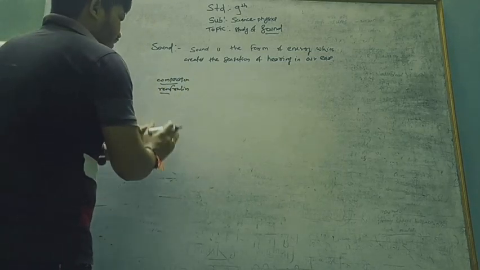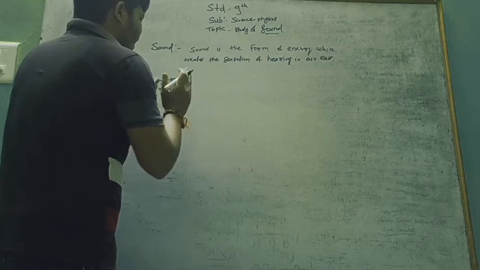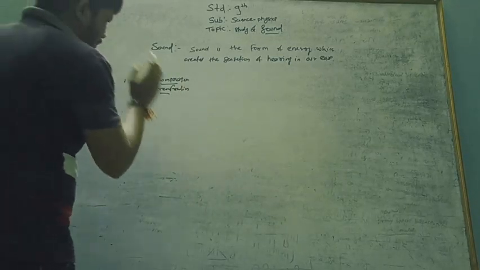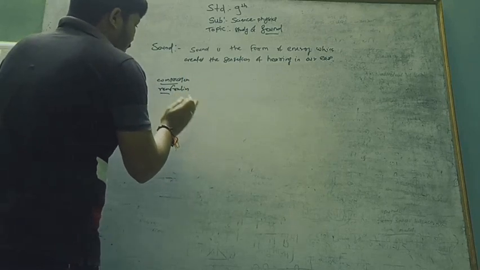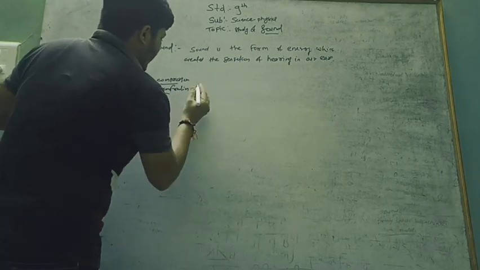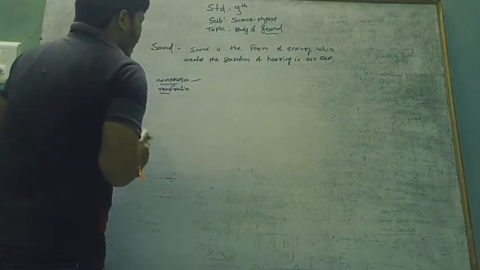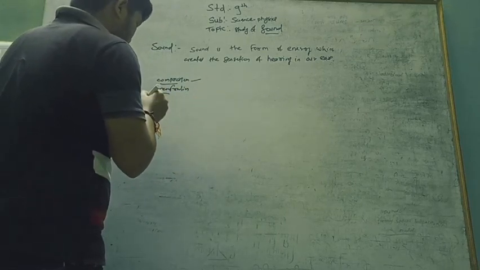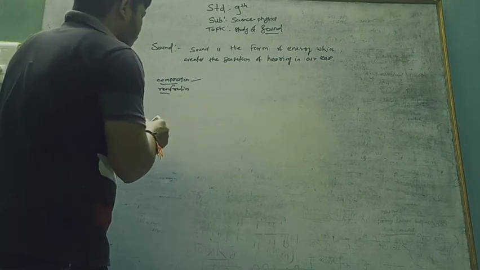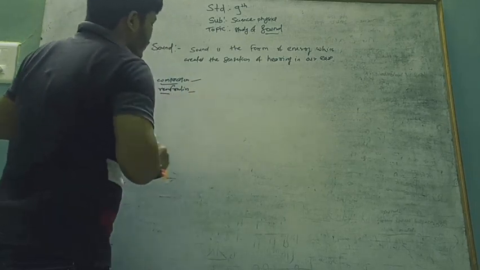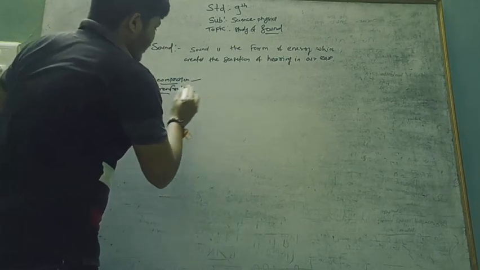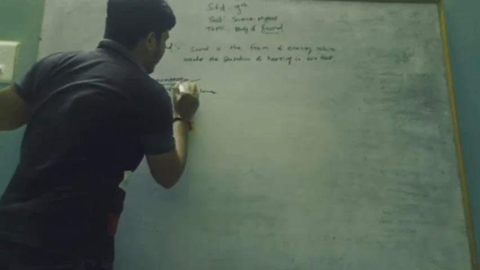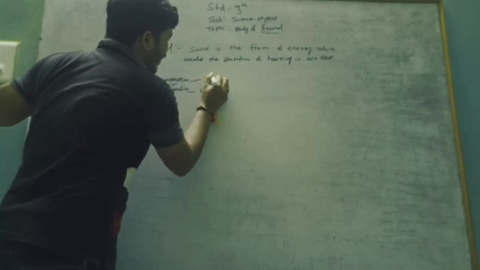When the particles travel in the form of a wave, there is a difference in the density of the particles. When the particles come close together, it forms a compression. And when the particles are much wider apart, where the distance between the particles is more, that is the rarefaction. This is the part of lower density, and the compression is of higher density.